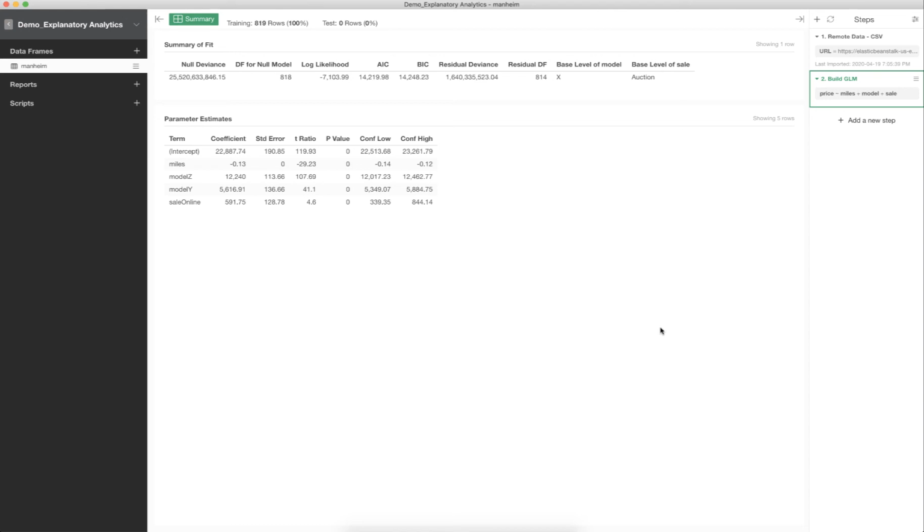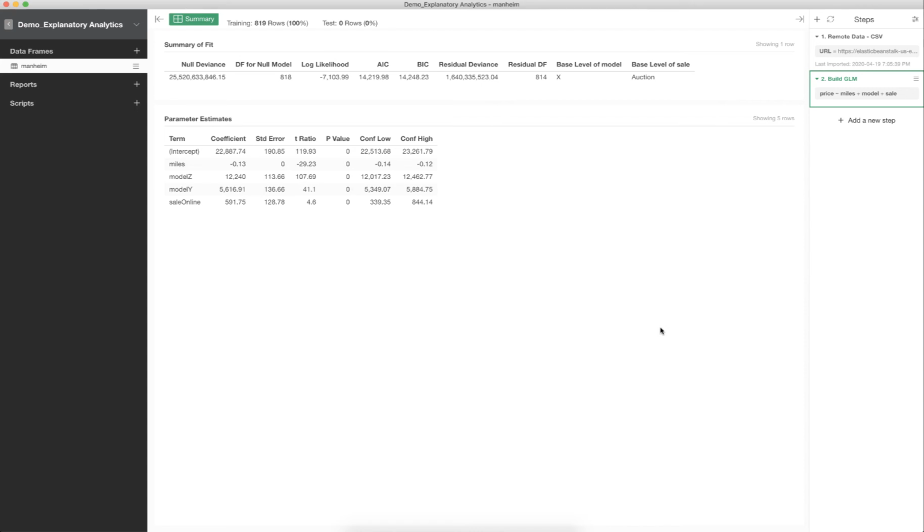Now, a couple of things about this model. As with any regression-based analysis, we have some estimates about the model. These estimates tell us about how good our independent variables are at explaining the variation, or the variance, in price, the dependent variable. In this case, our independent variables were miles, model, and sale. And this model is going to tell us how effective these independent variables are in explaining our dependent variable, which is the price of a car.